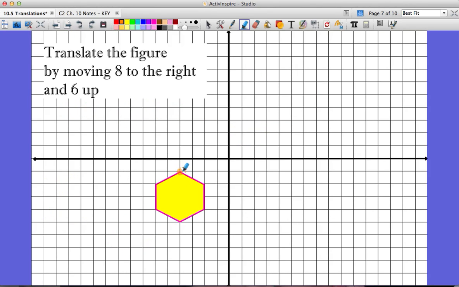All right, so we need to move to the right 8. So 1, 2, 3, 4, 5, 6, 7, 8. And then we need to move up 6. 1, 2, 3, 4, 5, 6. That's our first point. The next point, 1, 2, 3, 4, 5, 6, 7, 8. Up 6. 1, 2, 3, 4, 5, 6.